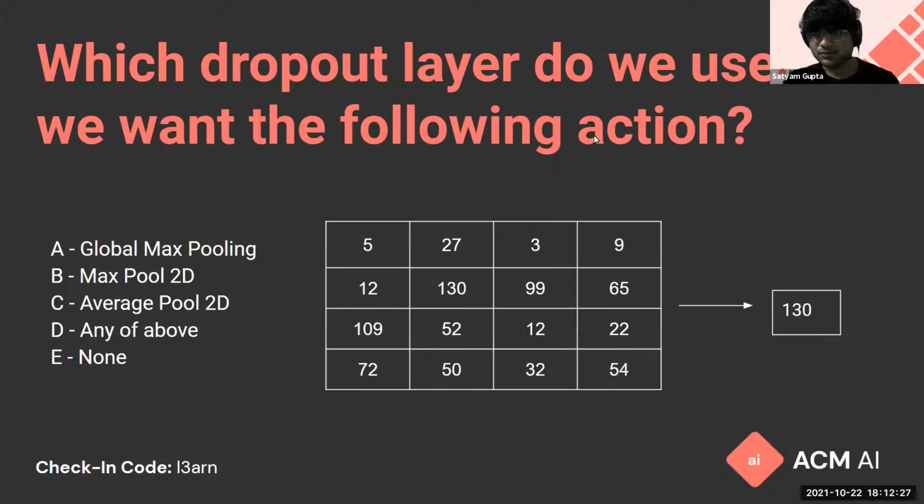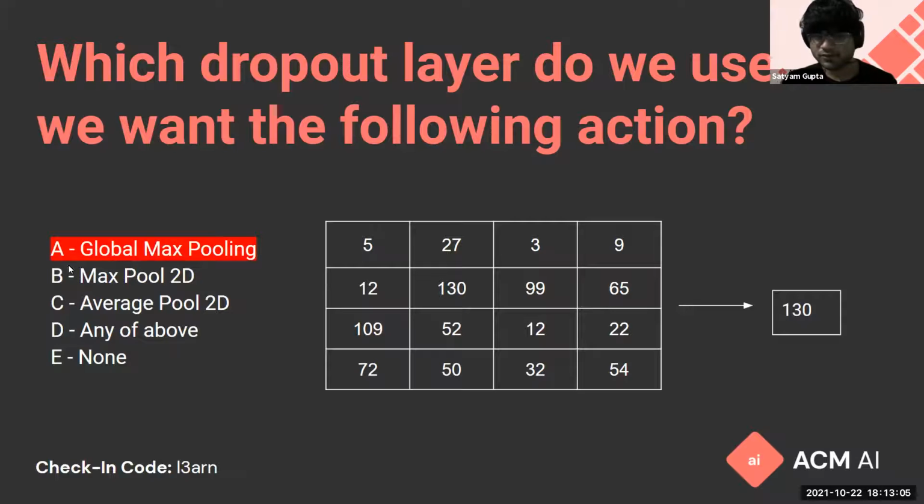All right, so which pooling layer do we use if we want the following action? Any guesses on this one? Think about it: you take the max out of all of them. You have this input and you basically take one single global maximum. So that would be your global max pooling.